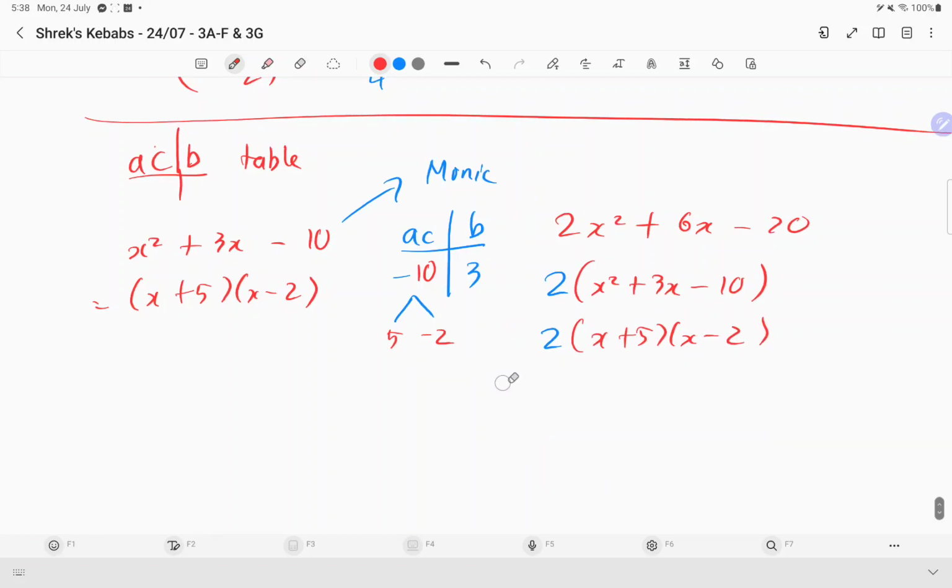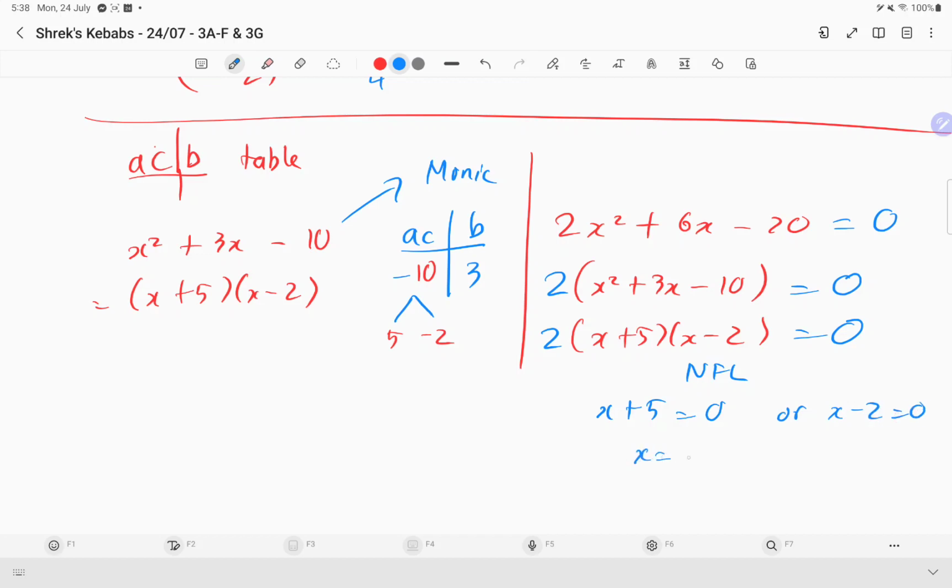Then what happens when it equals 0? Then we apply the null factor law. Correct. So if this equals 0, then you say null factor law. It's only if it equals zero. So this one will be 0 or x minus 2 equals to 0. So x equals negative 5 or x equals positive 2.